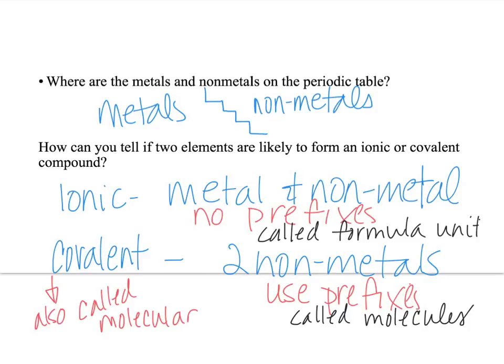And then also by now you should know, how can you tell if two elements are likely to form an ionic or covalent? Remember, ionics between a metal and a nonmetal, we don't use prefixes, we call those formula units. A covalent bond, which we also call molecular compounds, is two nonmetals. We use prefixes, mono, di, tri, etc., and we call those molecules. So please make sure you know that.